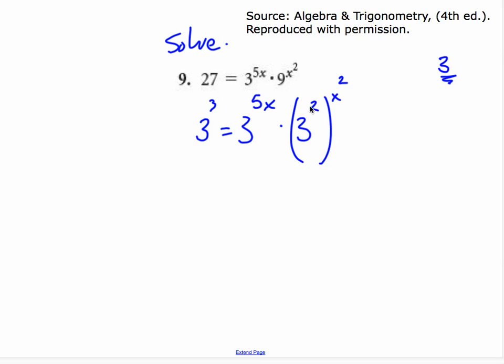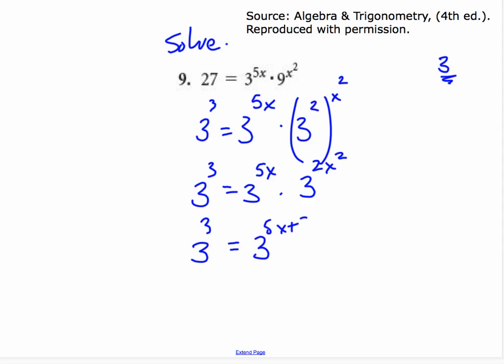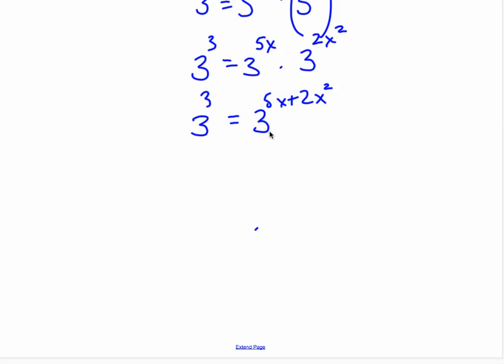So 9 is 3 squared, x squared is there. Let me just rewrite it. So 3 cubed equals 3 to the 5x times 3 to the 2x squared. If I'm multiplying common bases, I add exponents. So 3 cubed equals 3 to the 5x plus 2x squared. Now that I have common bases, and there's just one base on each side, then I can equate exponents. So this 3 up here will be 3 equals this exponent over here.